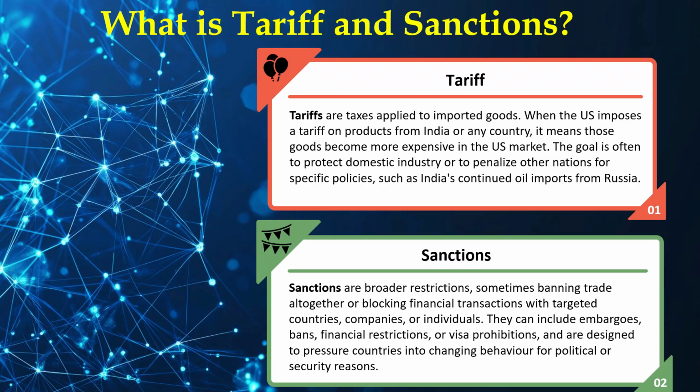For instance, the doubling of cumulative US tariffs on Indian goods to 50% was explicitly intended to punish India's ongoing purchase of Russian oil. This approach blurs the lines between trade regulation (tariffs) and punitive measures (sanctions).